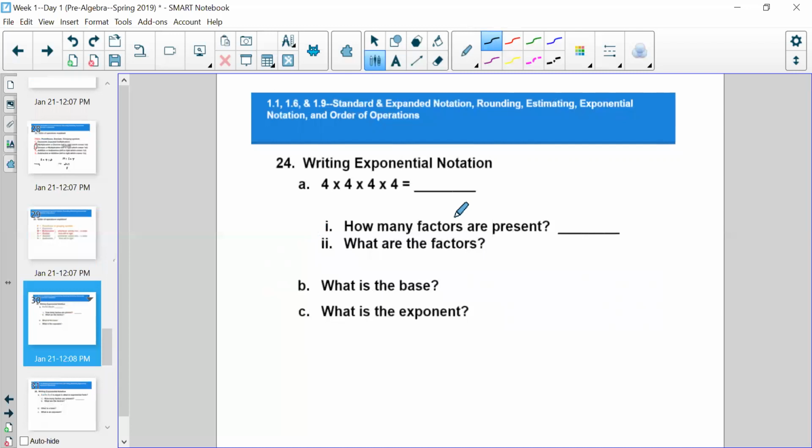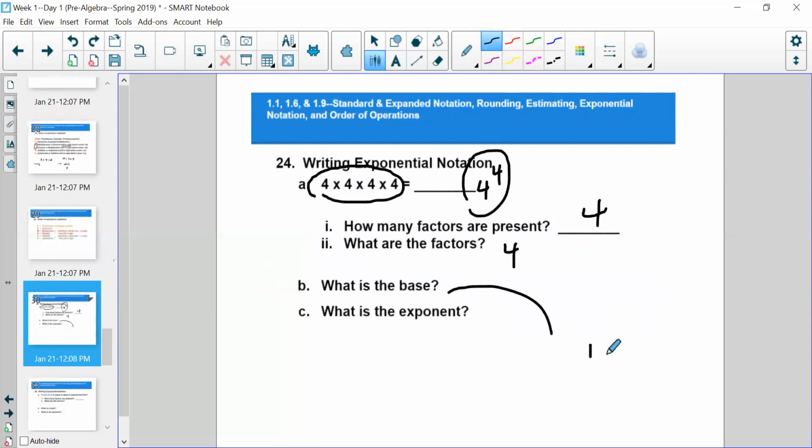Finally, you've got some exponential notation. So you're thinking, how many 4s are being multiplied here? Well, there's 4 of them. So this would be a 4 being multiplied by itself 4 times. That would be your exponential notation. Factors are just how many numbers you have being multiplied together, and that would be 4. And the factors are 4. So you've got a lot of 4s in this problem. What's the base? The base would be 4. The exponent is your smaller number in the right-hand corner next to that number, and that represents how many times 4 is being multiplied.